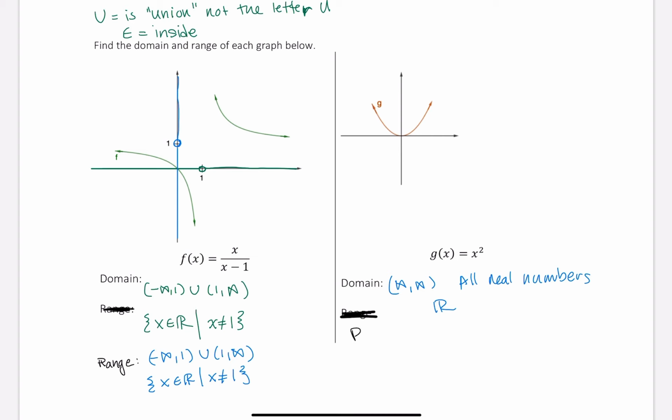Now the range, if we were to push this in towards the y-axis, we would start from 0 and go all the way up. There's nothing here. So our range is from 0 to infinity. The 0 is included. In set builder notation, we would write the set of y in the real numbers such that y is greater than or equal to 0.